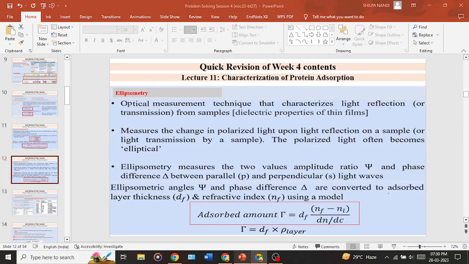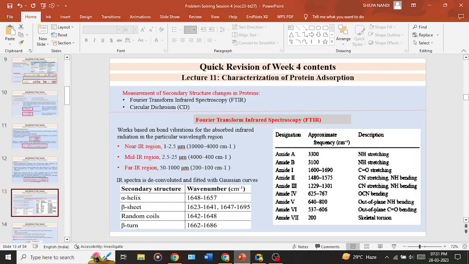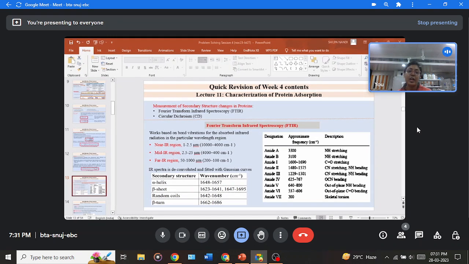So we'll move on to the next instrument. We have two instruments left, that is FTIR and CD. These are helpful in determination of the secondary structure changes in the protein. FTIR is basically Fourier transform infrared spectroscopy. It is based on the bond vibration for the absorbed infrared radiation in the particular wavelength region, that is near IR region, mid IR region and the far IR region.